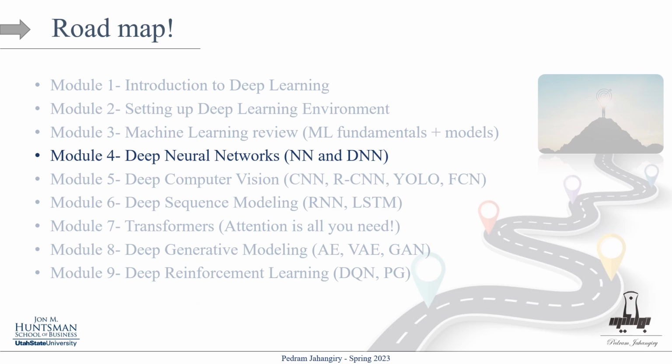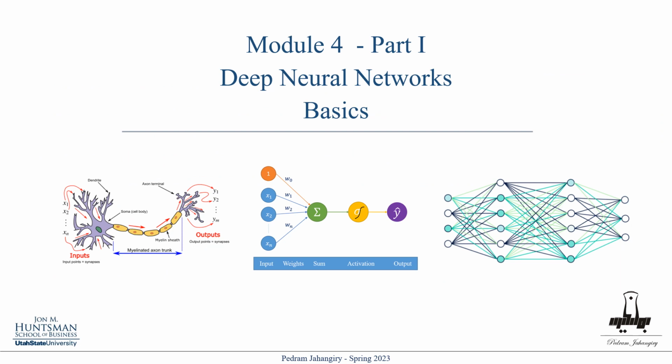All right, this is our module number 4, part 2, Deep Neural Networks. In part 1, we covered some basics, right? We talked about the idea of a neuron. What do we call a neuron? What is forward propagation versus backward propagation? We talked about different activation functions and different solvers.